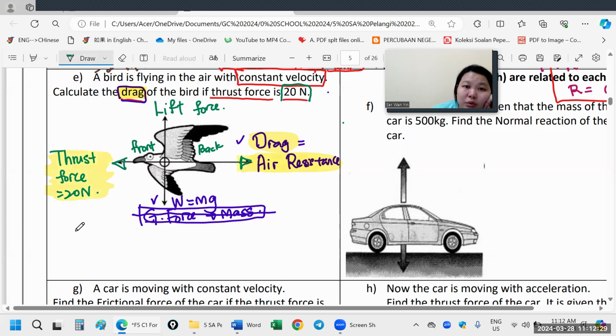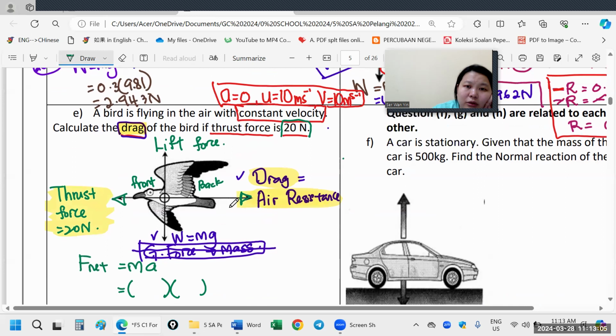So they always use F net equals MA. So M, they don't give M, so maybe we leave it first. How about A? Do they give A or not?